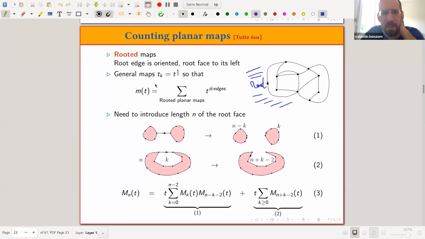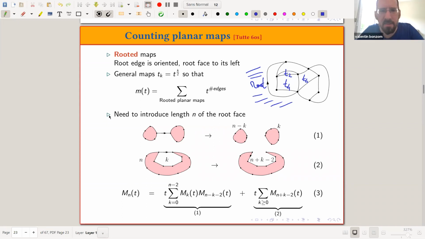Now, to simplify the model, I will take some particular values of t_k, which are t to the k over 2, where t_k, remember, is the weight of a polygon of size k. So here it would be t_4, t_4. I have lots of t_4. It's t_2, and so on. This will simplify things a little bit because what it gives me as a generating series is the sum over rooted planar maps of t to the number of edges. So basically, by taking this particular value of t_k, I only count edges. So it will simplify things a little bit.